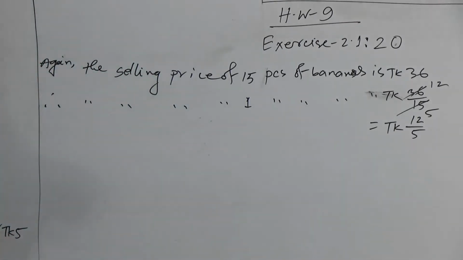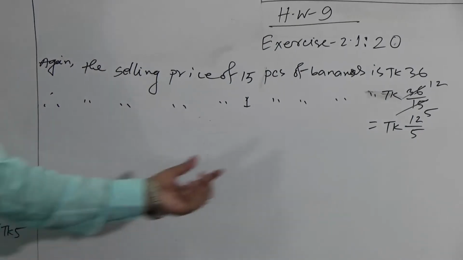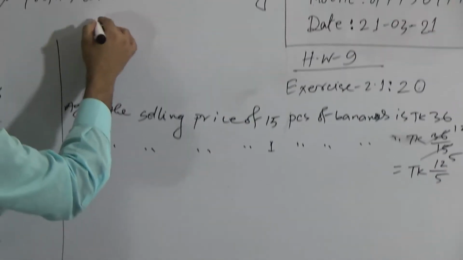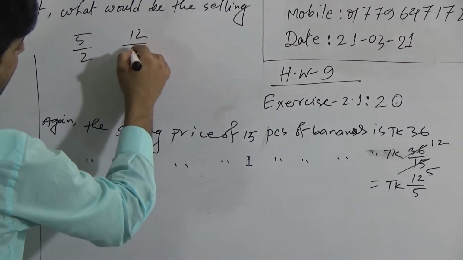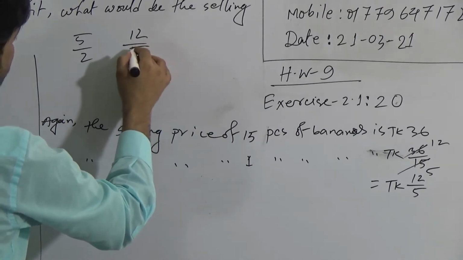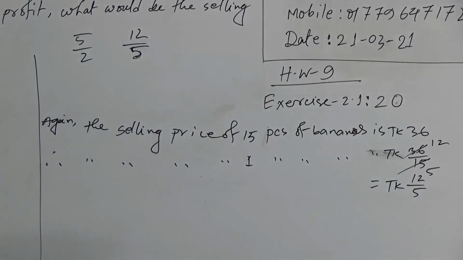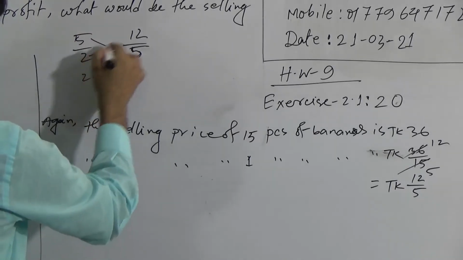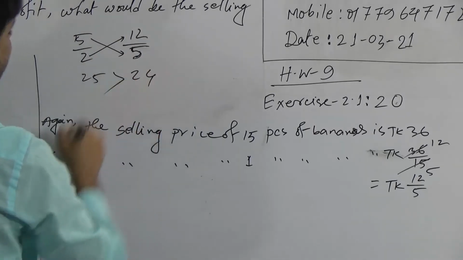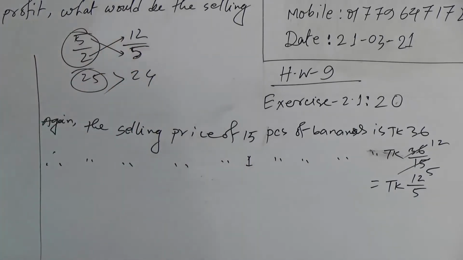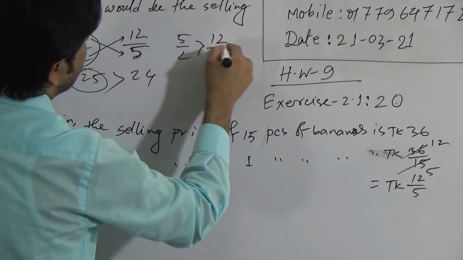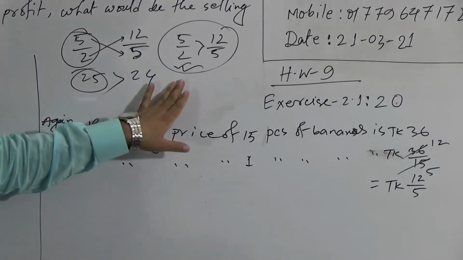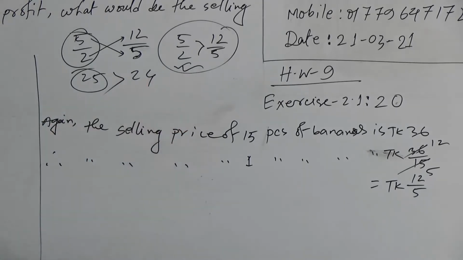So now we have to compare the cost price of 1 piece of banana and selling price of 1 piece of banana. Which one is greater here? I can show you a technique. 5 by 2 and 12 by 5. Which one is greater? To compare these two fractions, multiply diagonally: 5 fives are 25, and 2 twelves... 2 twelves are 24. As first diagonal is greater, so first fraction is greater. So we can say 5 by 2 is greater than 12 by 5. As 5 by 2 is the cost price of 1 banana, cost price is greater. It means loss.